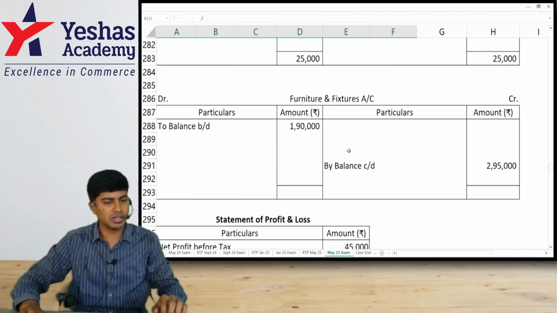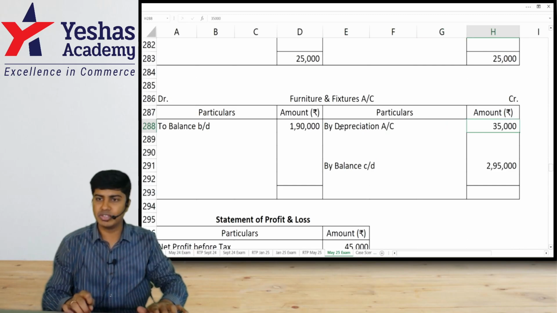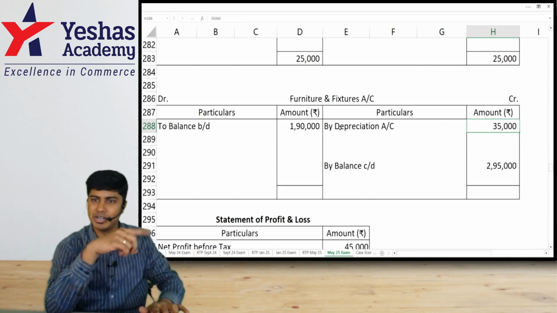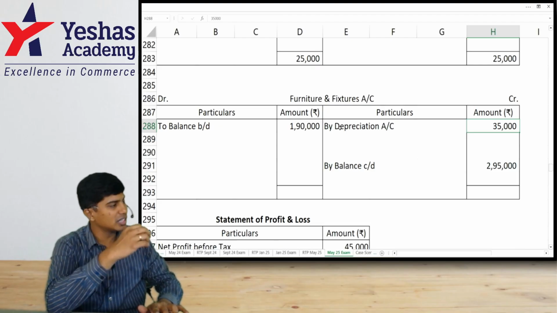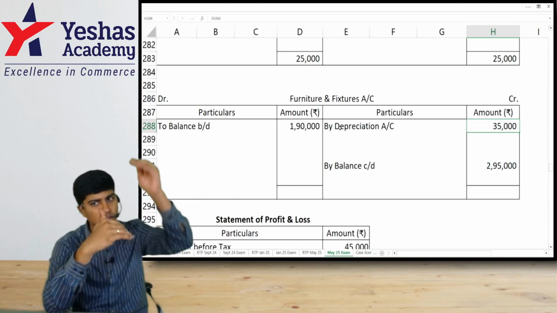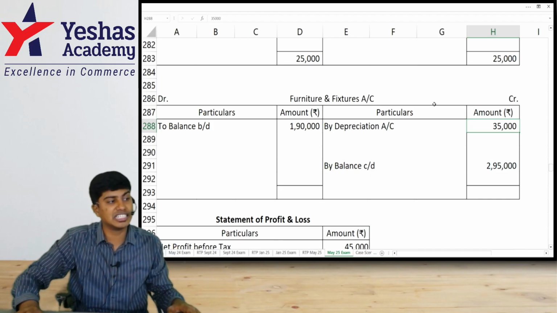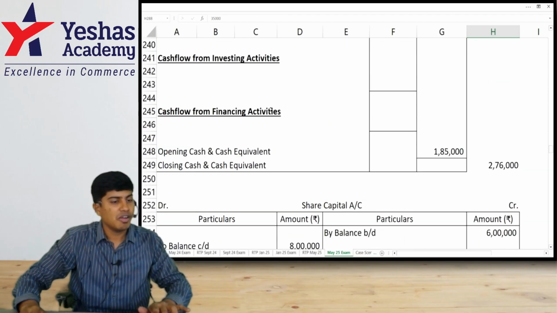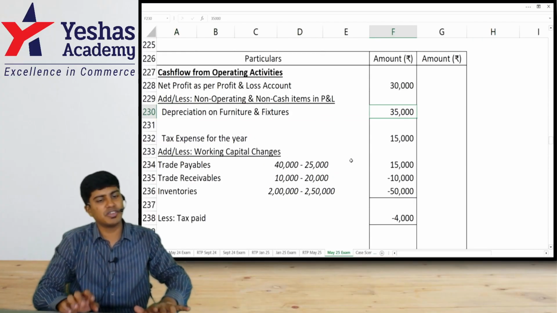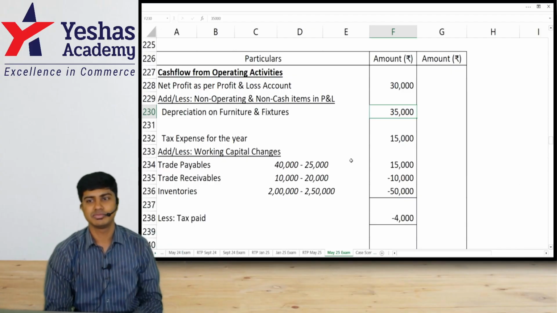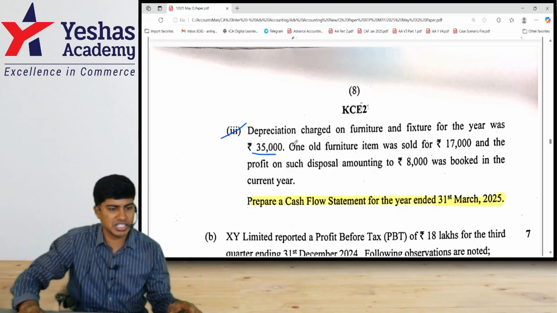In furniture account, shall I write credit side by depreciation 35,000. 35,000 is debited to P&L. Is it cash expenditure? No. Non-cash expense debited to P&L. Because of that, profit has gone down. I want to find cash profit. What should I do? Non-cash expense debited to P&L. Add back depreciation on furniture and fixed assets 35,000. Everyone get it?